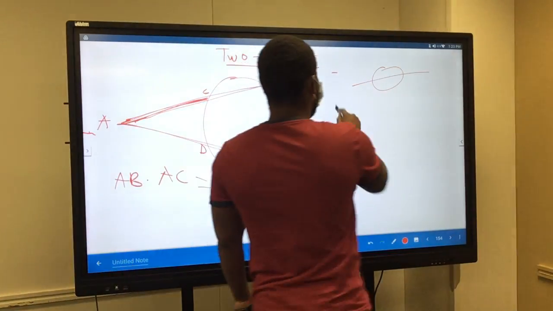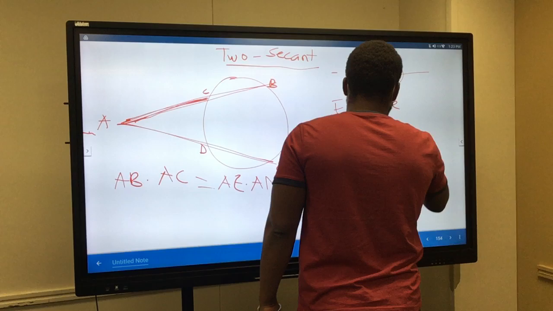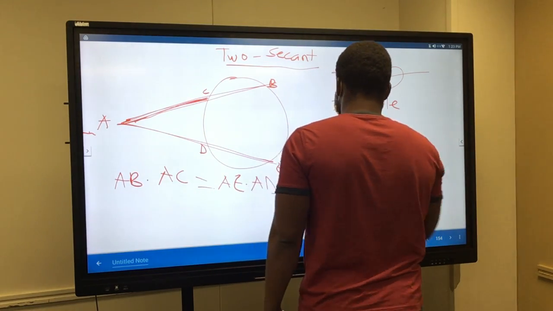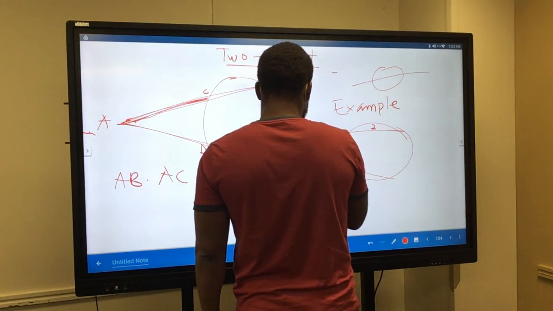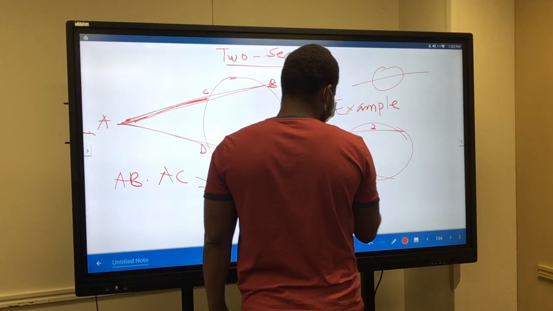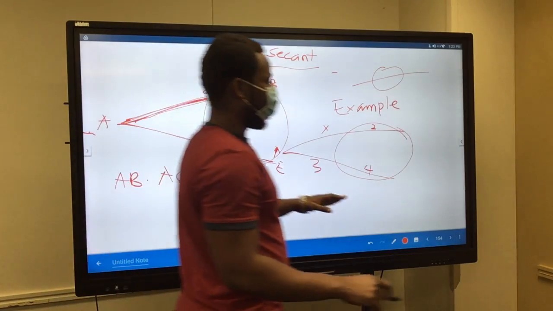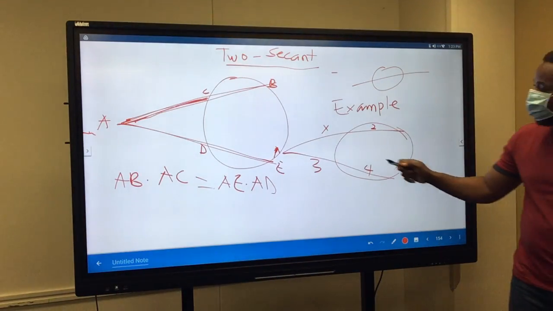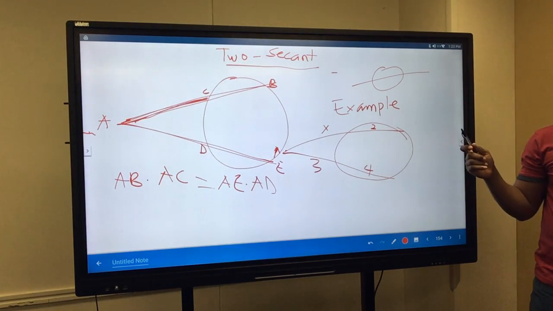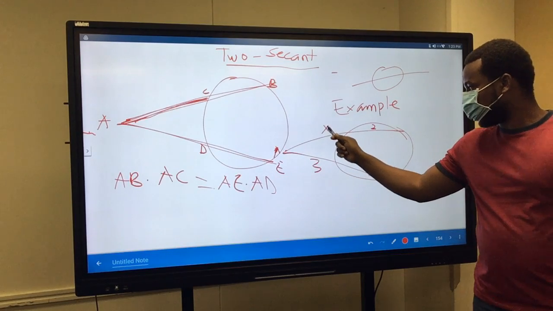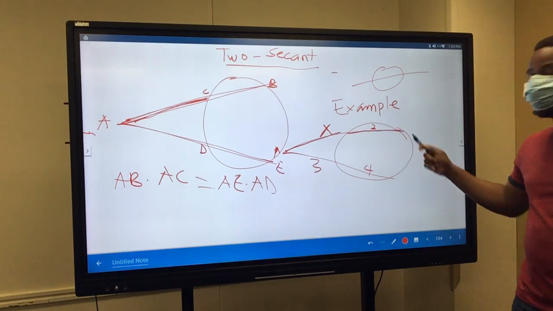For example, if I give you an example here, I have this, and I have 2 segments outside, and I say find x. This is 2, this is 3, and this is 4. Now check carefully. What's the whole length? This length is X, and this length is 2.